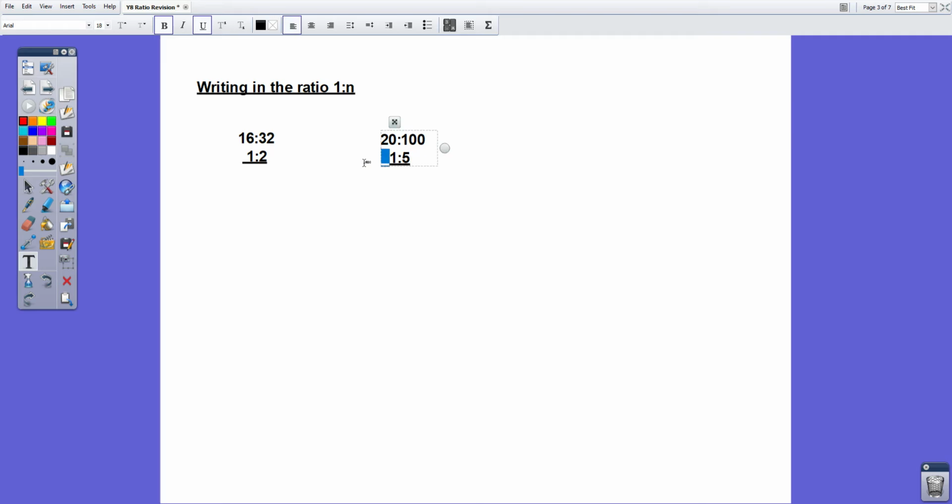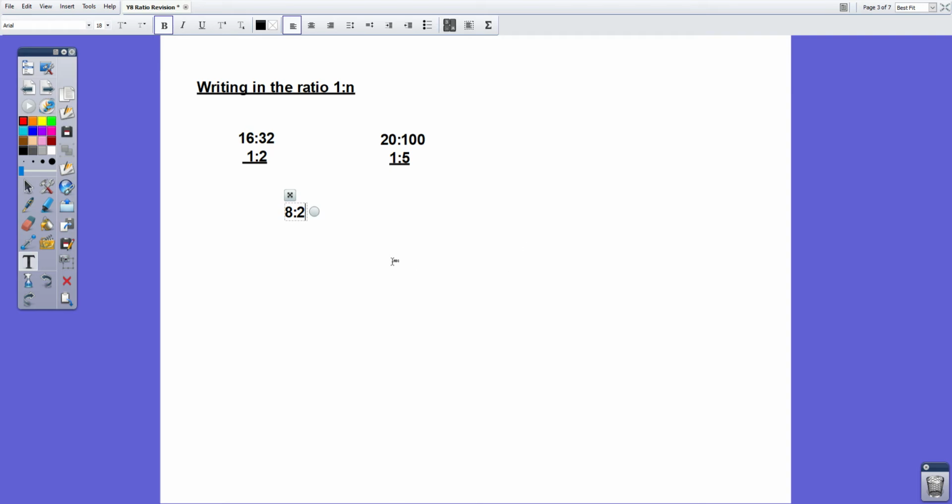So let me get rid of that there. I like things to look neat. Okay, a slightly trickier one. Let's try 8 to 2.